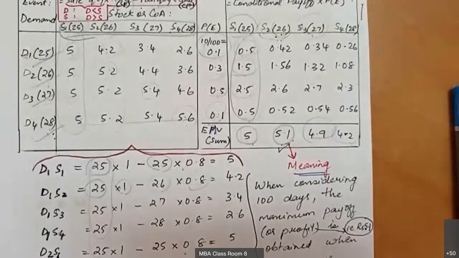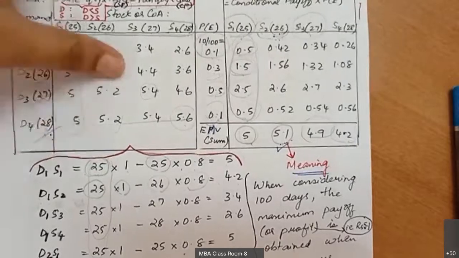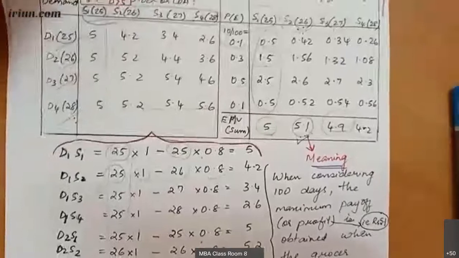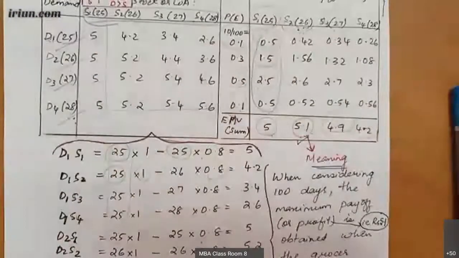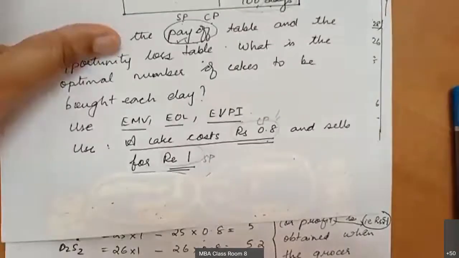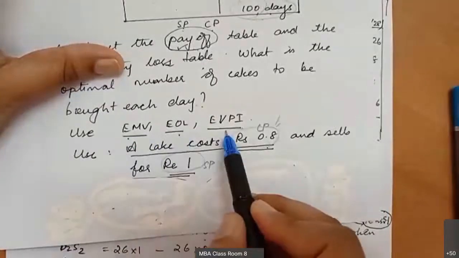If it is not clear, please let me know. Okay, so that is about EMV. 26 cakes is what we are deciding. Now we'll see how EOL is done. Now, in our question, we had to find EMV, EOL, and EVPI.